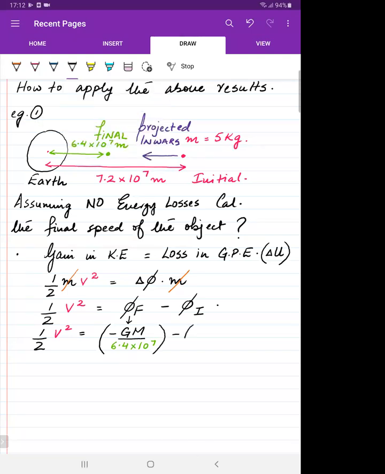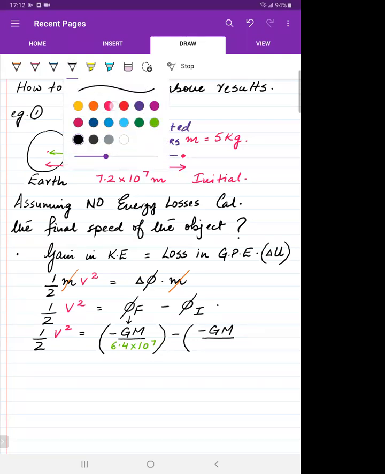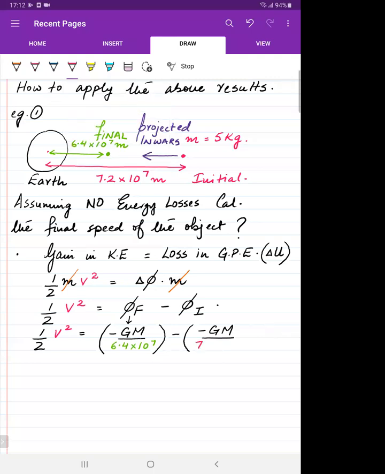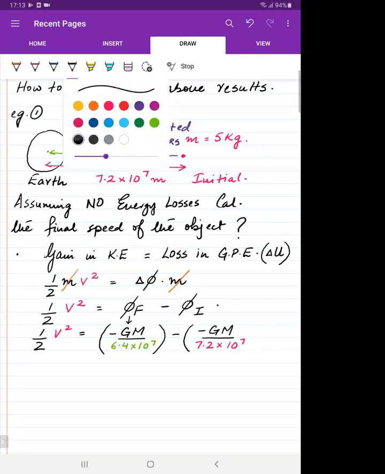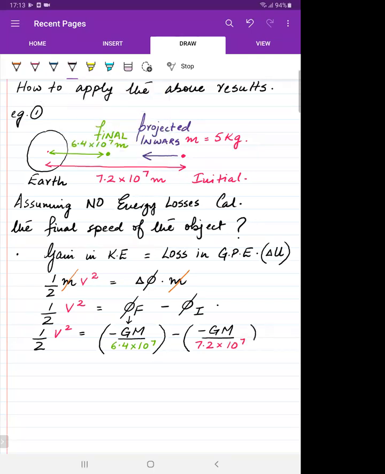Likewise, the initial value of phi can be expressed as follows. Once again, minus GM. The initial position is the one shown with the red marker. So that is 7.2 times 10 to the power of 7. Simplify आपको करना पड़ेगा. So once again, let me just give you the values of G and M.